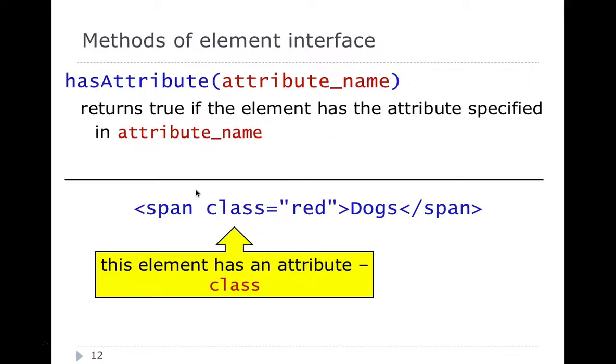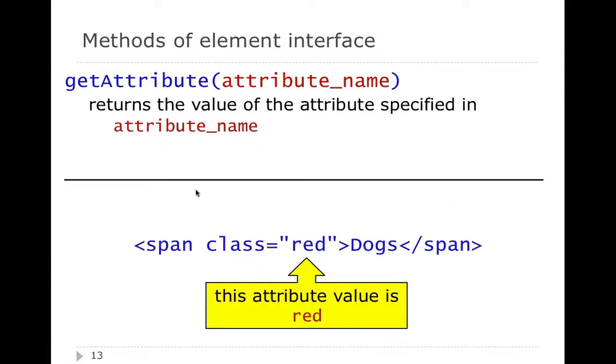The methods of the element interface also has something called hasAttribute. This will return true if an element has the attribute specified in the attribute name. So let's say we have an attribute called class. Well, if we test to see if that has an attribute called class, then it would have that attribute and would test positive.